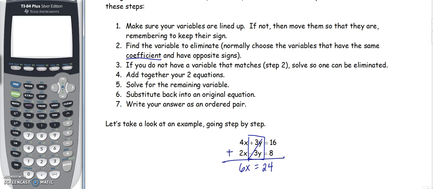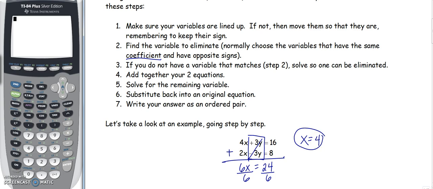The next step is solve for the remaining variable. So notice how y's are gone. We only have one variable, and we all should know that to get to x alone, you divide by 6. So here we would have x equals 4.